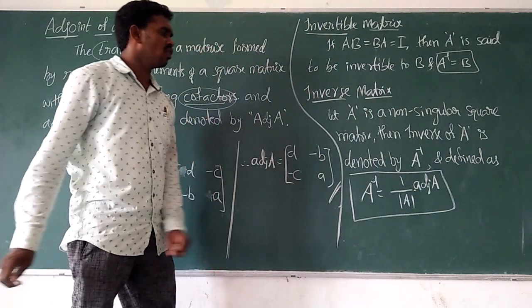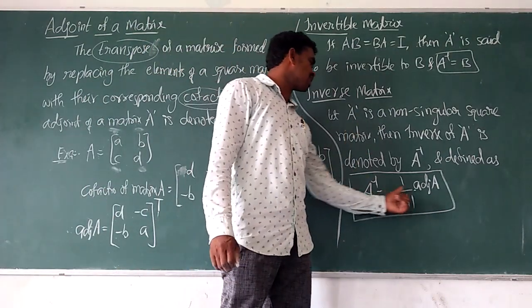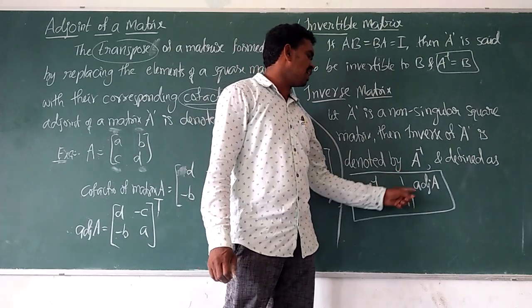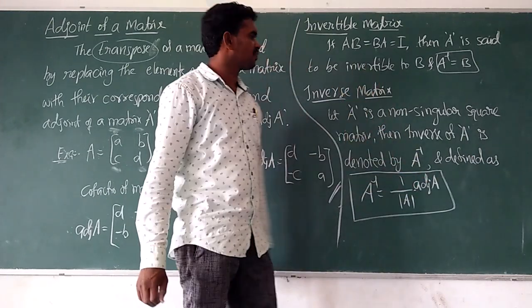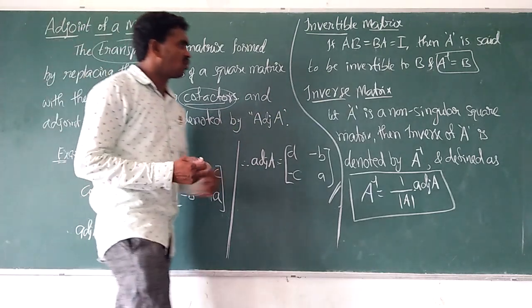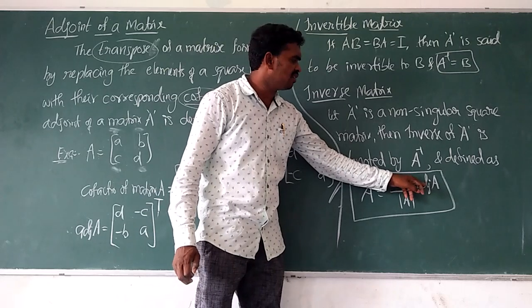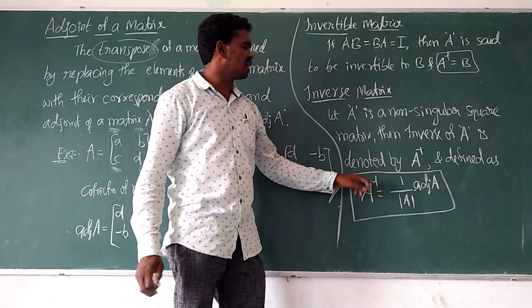We have 4 marks questions and 7 marks questions on this concept. What does A inverse mean? A inverse is equal to 1 by det A into adjoint A, or otherwise adjoint A by det A. Both are the same. So this is the inverse matrix. How can we find the inverse? First of all, we should find det A, then find adjoint A, and divide adjoint A by det A, and we will get A inverse.